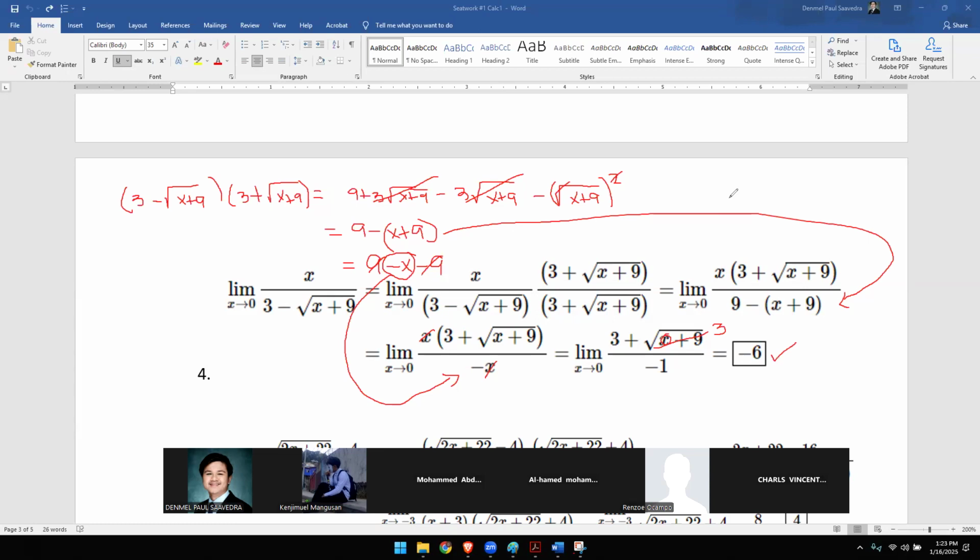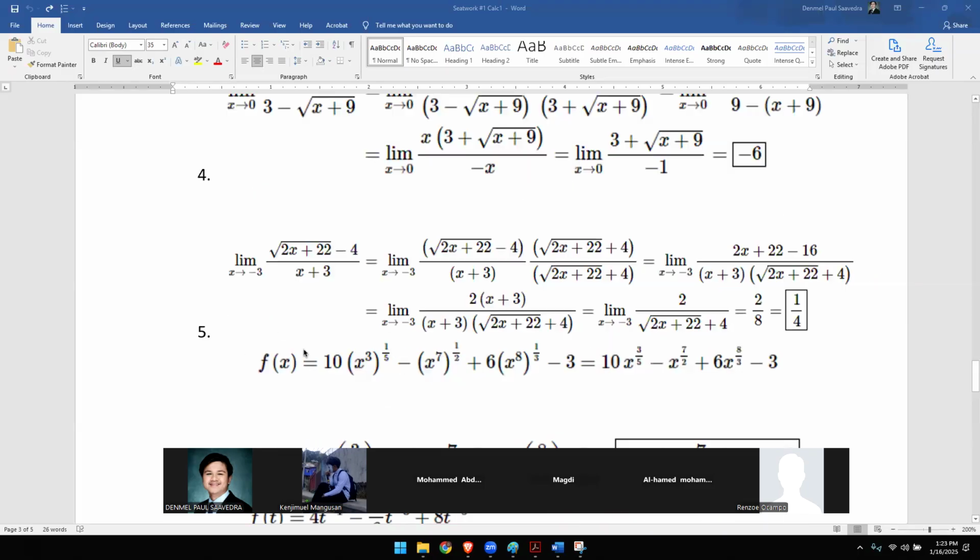Were you guys able to get the process on how we got negative 6? Yes, sir. Okay, very good. Again, there is no pattern. It's all about your critical thinking, how you imagine things. Just widen your imagination so that you could cancel out and tweak the format wherein it will not result into indeterminate.